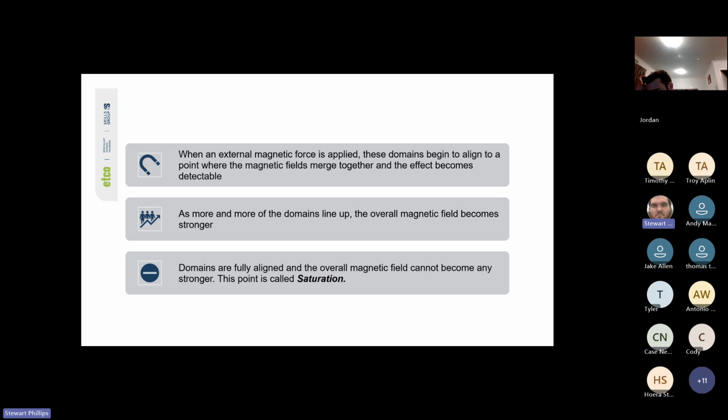When an external magnetic force is applied, the domains line up. As more and more domains line up, the magnetic field becomes stronger. When the domains are fully aligned, the overall magnetic field cannot become any stronger. This point is called saturation.